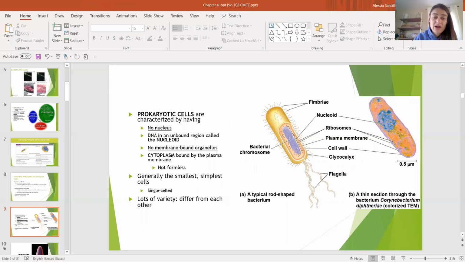Okay, so they don't have any membrane-bound organelles. They have a cytoplasm, and there's all this stuff that's found basically suspended in the cytoplasm, like other proteins and everything. So it's not actually formless, even though it looks formless under the light microscope.